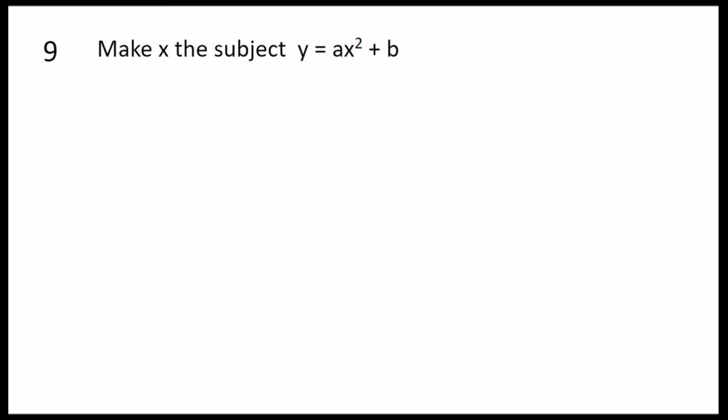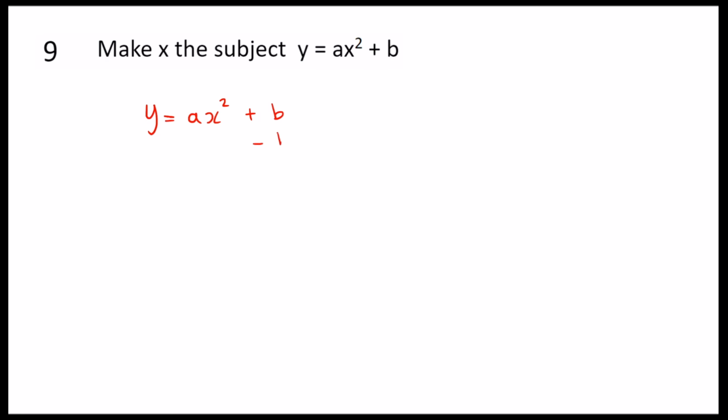Question 9 is about rearranging and changing the subject of a formula. In this particular case we want to make x the subject of y equals ax squared plus b. Now let's just have a think about the order of what we've done to x. We started off with x. The first thing we will have done is squared it, then times it by a afterwards, and then plus b to it. So when we reverse it we want to do that but in the opposite order.